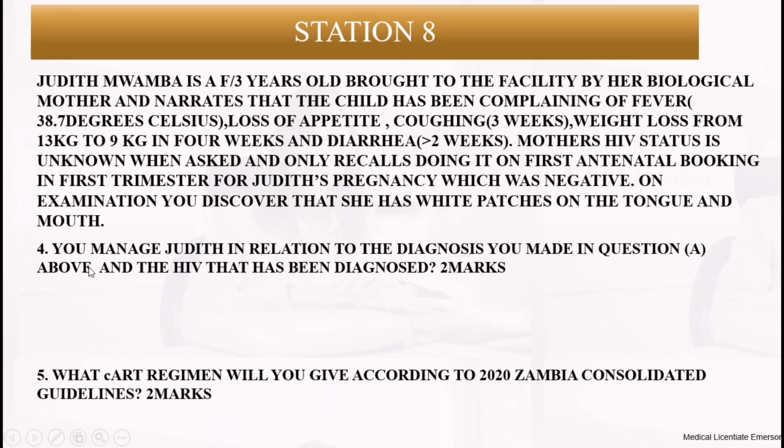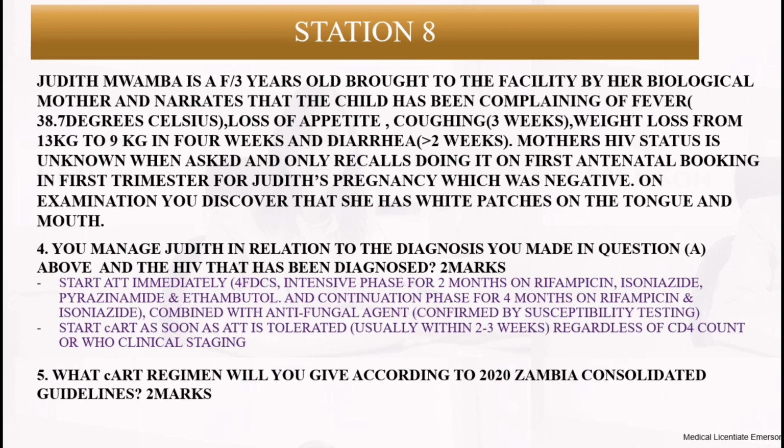Now we are just going for the answers for question 4. So these are the answers. You have to start your ATT immediately with your 4 fixed dose combination. You can do an intensive phase for 2 months on rifampicin, isoniazid, and ethambutol, and the continuation phase for 4 months on rifampicin and isoniazid. When you are writing, I'll give you the pointers when I'm done.